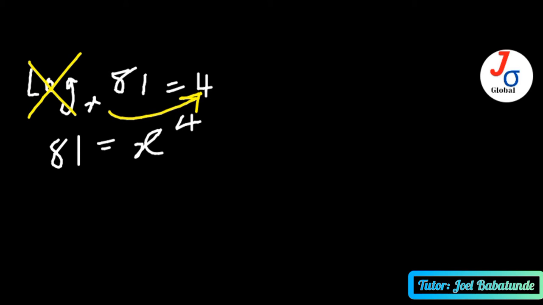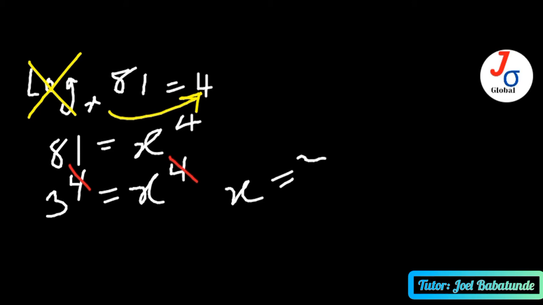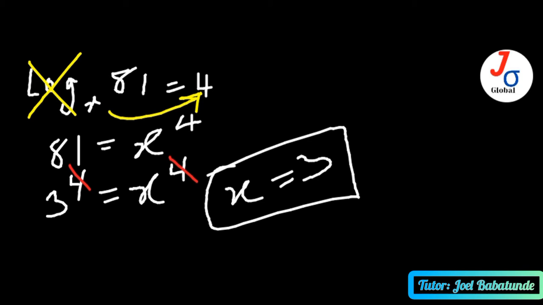Okay, so from our knowledge about indices, what raised to the power of 4 will give us 81? That's actually 3 to the power of 4 will give us 81. And so you have x to the power of 4. So basically, I can cancel out this 4 and say that the value of my x is actually 3. All right.